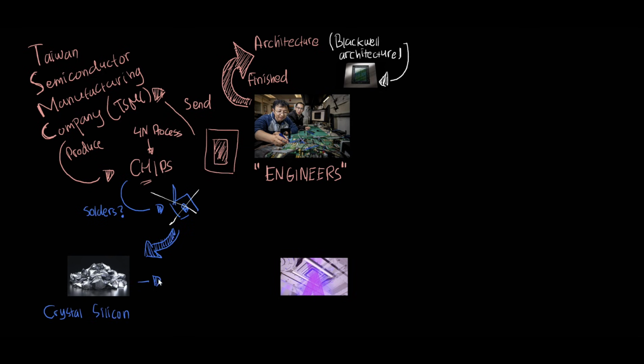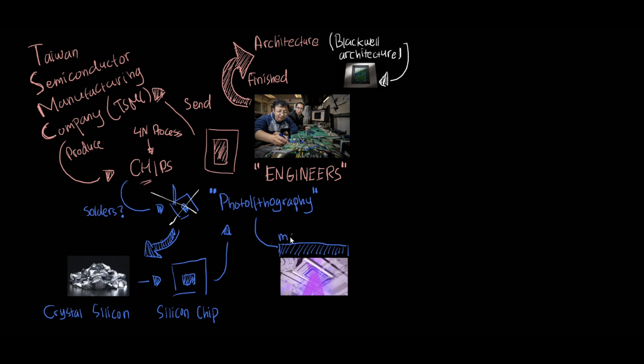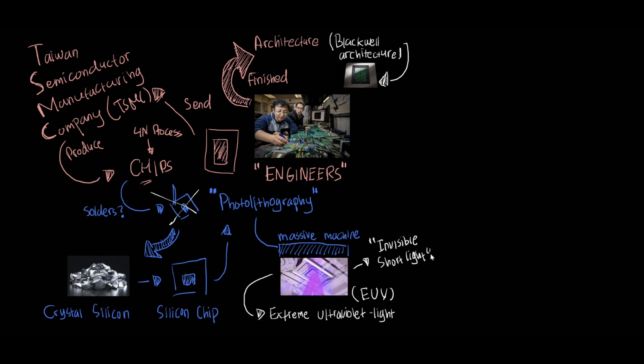Instead, we create them by carving them out of a solid, perfect crystal of silicon using a technique called photolithography. To do this, the foundry uses massive machines that generate extreme ultraviolet light, or EUV, which is a type of light with a wavelength so incredibly short that it is invisible to the human eye. The process works like a very advanced stencil.